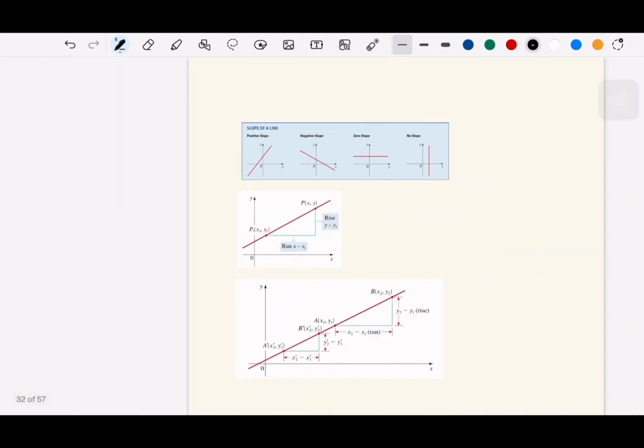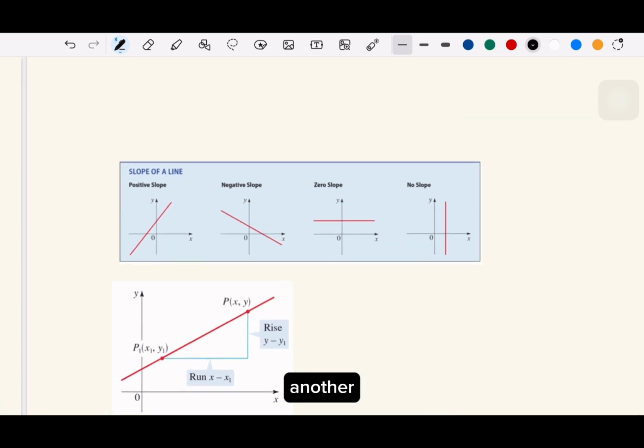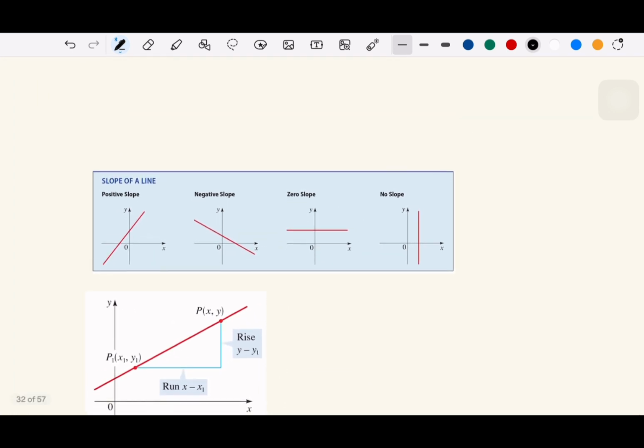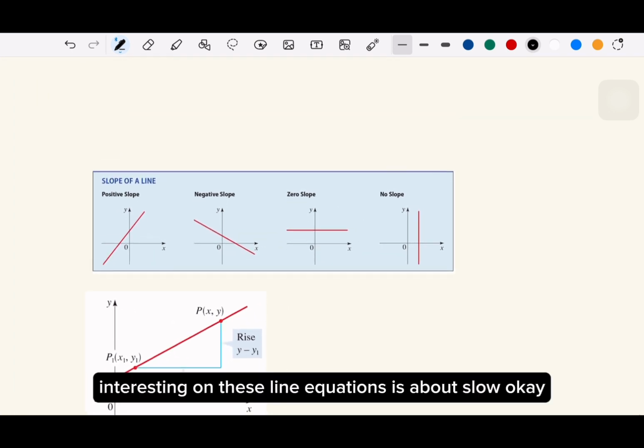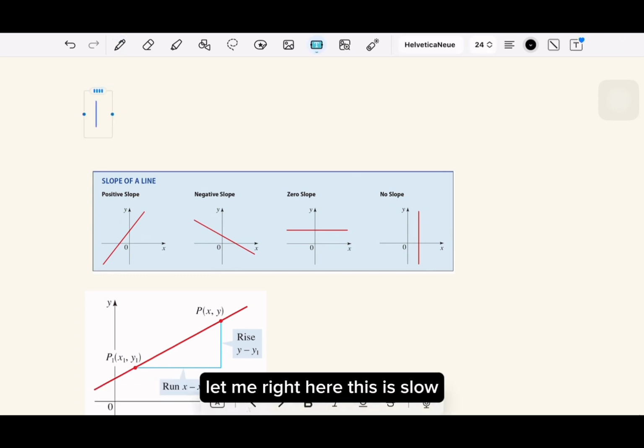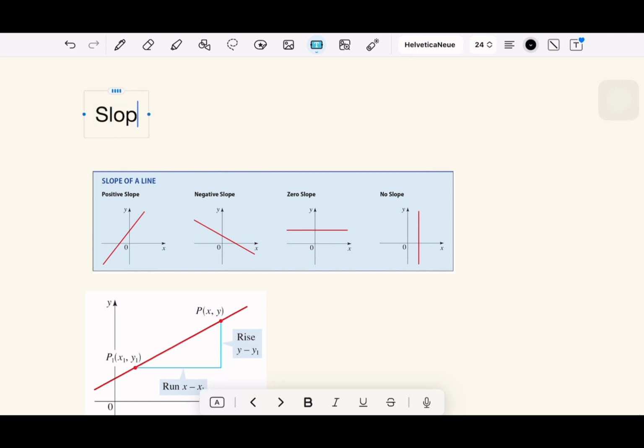And then another interesting topic on these line equations is about slope. Let me write here, this is slope of line.